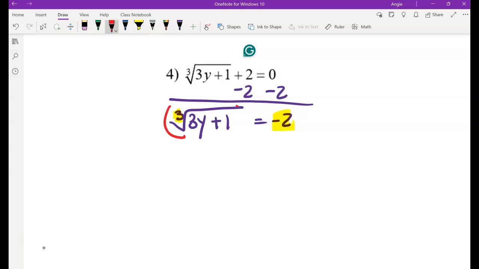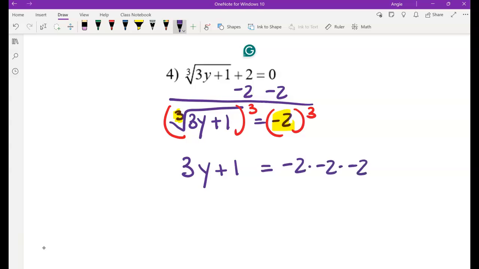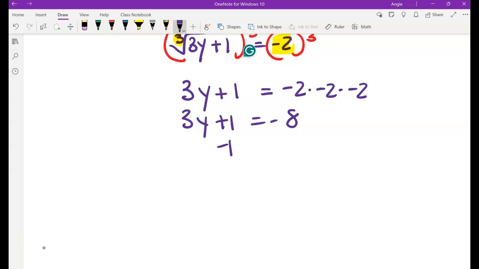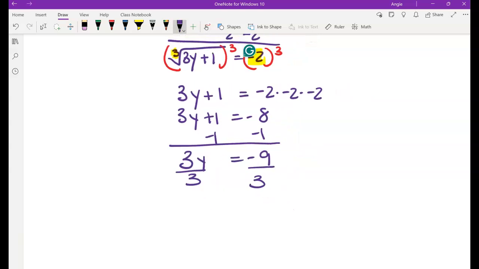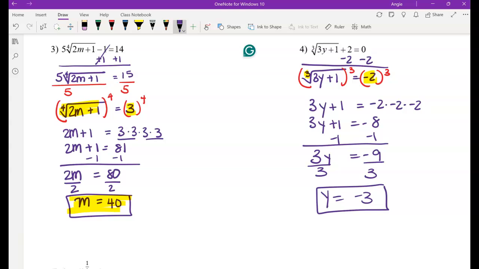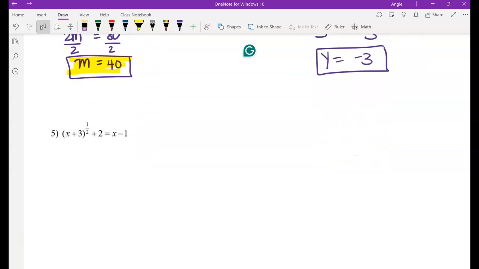So to undo the cube root, we are going to raise it to a power of 3, okay, just like that. That will allow the radical and the power to undo each other. Negative 2 times negative 2 times negative 2, guys, that's going to be a negative 8. So 3y plus 1 equals negative 8. Minus 1 to both sides, so 3y equals negative 9. Divide both sides by 3. y is going to end up being negative 3. And yes, we can have that answer because cube root will not have any issue at all with negative or positive.